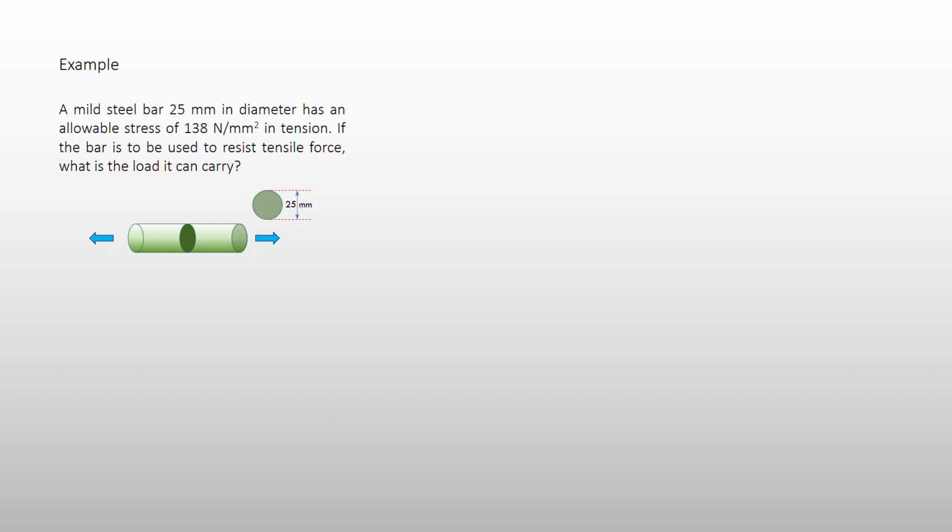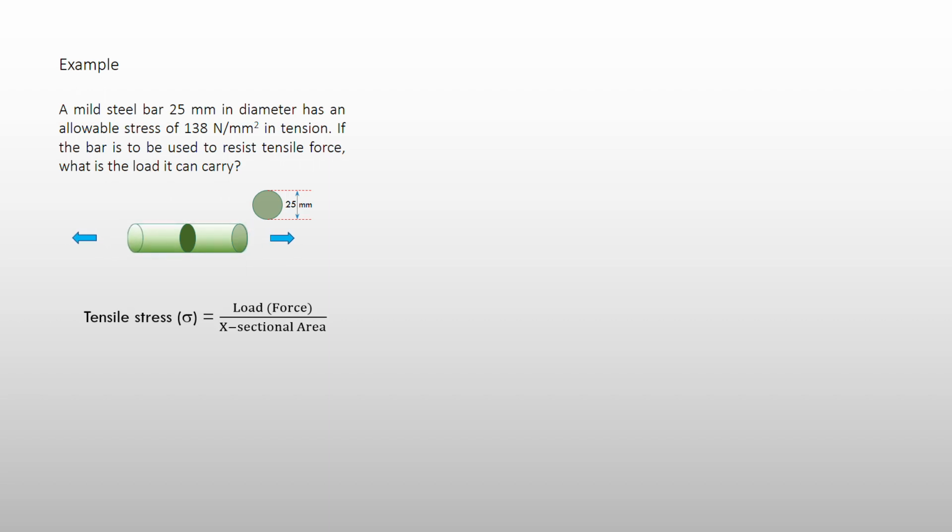Now in tension, if the bar is to be used to resist tensile force, what is the load that can be applied? So here what we have is tensile force or tensile stress. The area that you consider, remember, first thing is it must be 90 degrees. So this is the force. The area that you consider should be the cross-sectional area, which is perpendicular to the line of action of the force. Because they have stated a diameter, it's a circular cross-section. So the cross-sectional area is either pi r squared or pi d squared over 4.